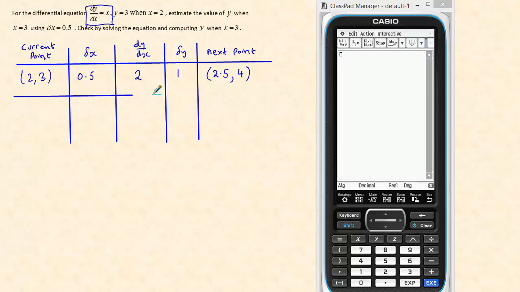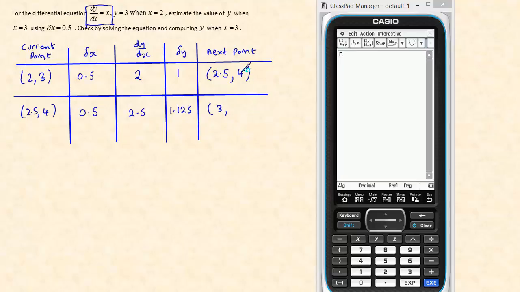And then that's the start point for the next row of the table. So 2.5, 4. Delta x is always going to be the same. dy/dx is equal to x in this case, so that's going to be 2.5. So delta y is 0.5 times 2.5, so 1.25. And our next point is 3.